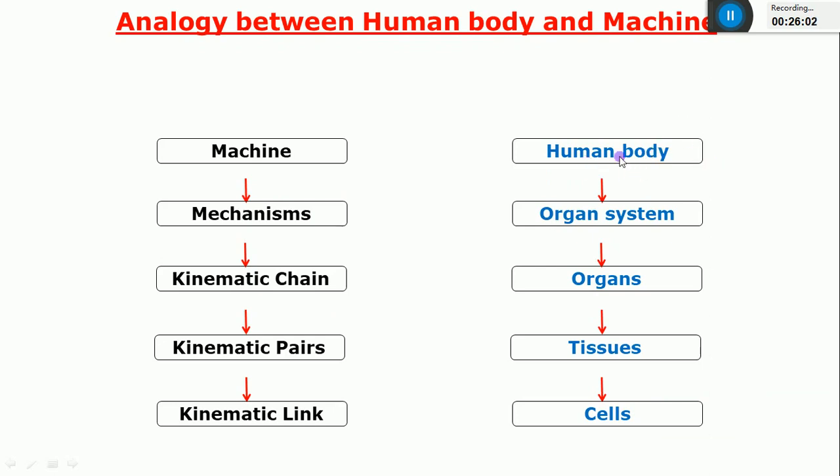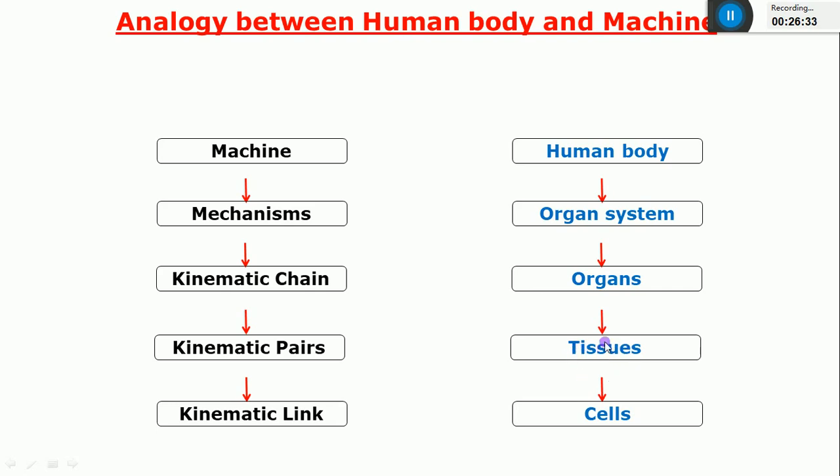You know that a human body is made of different organ systems. Again, each organ system is made of different types of organs. You can take any organ system, it may be the respiratory system, it may be the digestive system. Again, this organ system will have a different group of organs, and these organs are made of different types of tissues.